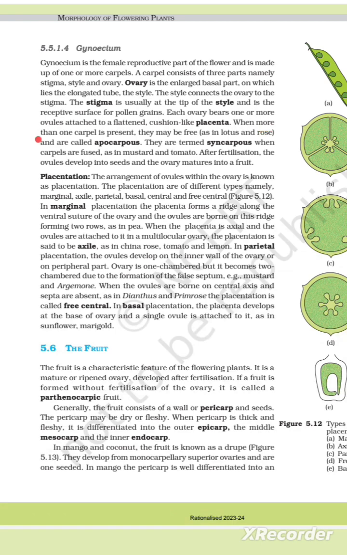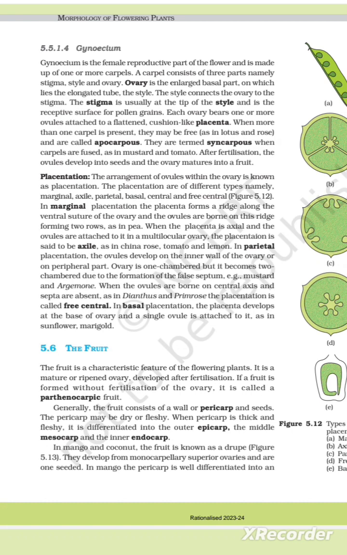When more than one carpel is present, they may be free, as in lotus and rose, and are called apocarpous. They are termed syncarpous when carpels are fused, as in mustard and tomato. After fertilization, the ovule develops into seed and the ovary matures into a fruit. Placentation. The arrangement of ovules within the ovary is known as placentation. The placentation is of different types, namely marginal, axial, parietal, basal, central, and free central.